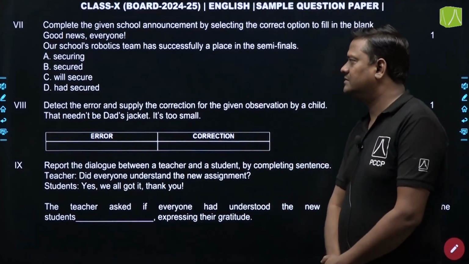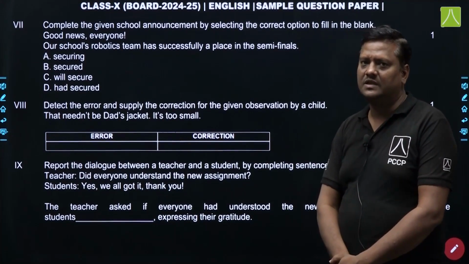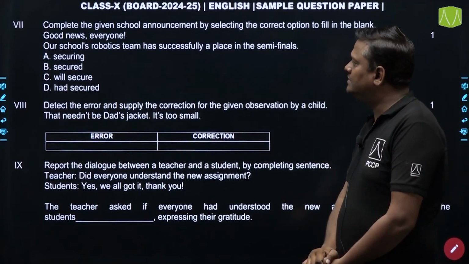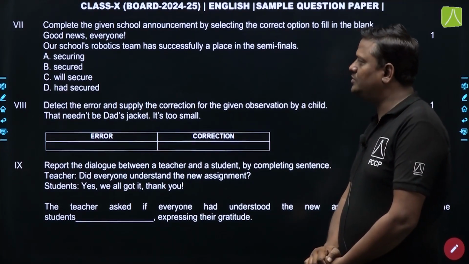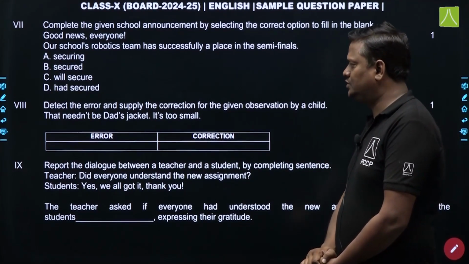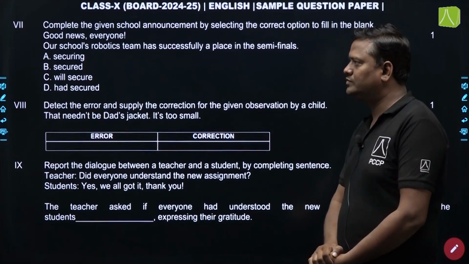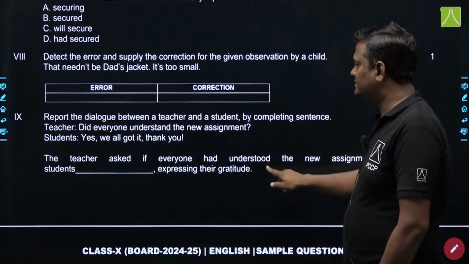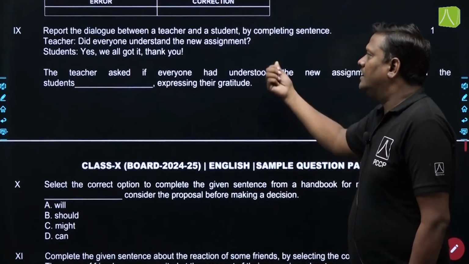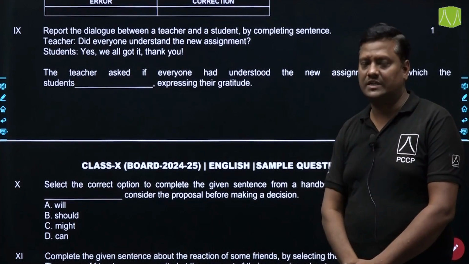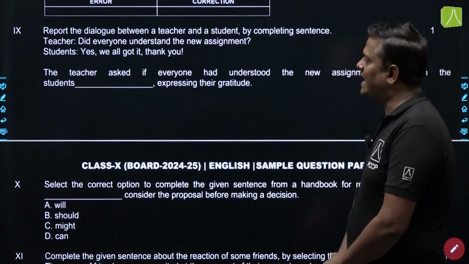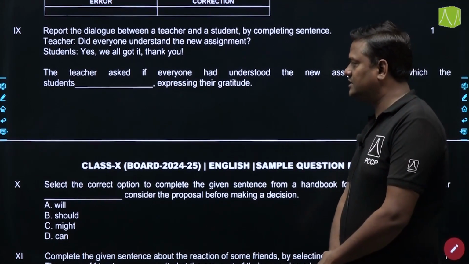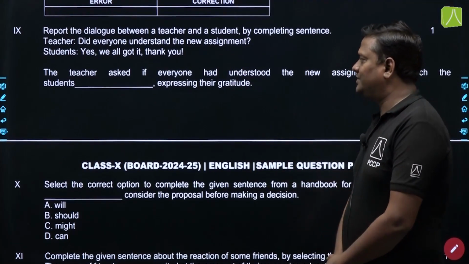Again we are having a problem of tense in an objective manner. We are to find the correct correction from the options, and we should have the knowledge of tense to give the correct answer. Again it's an error finding question. The next question is related to reported speech. We are to complete the dialogue by writing the correct indirect speech from the given question.